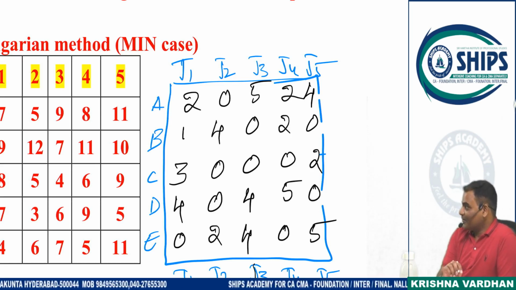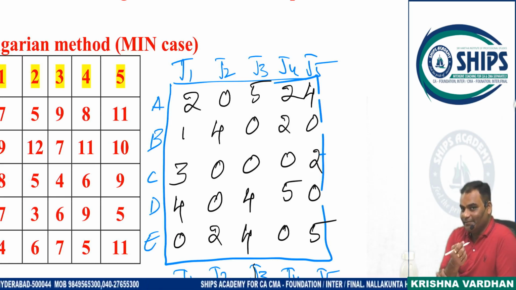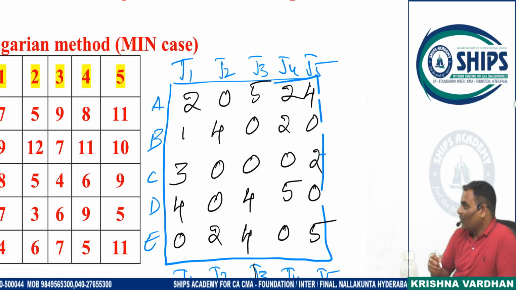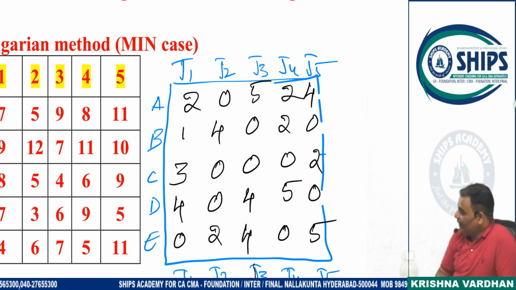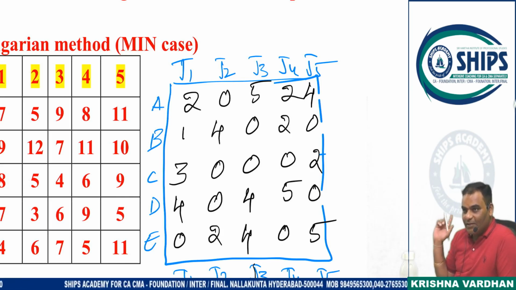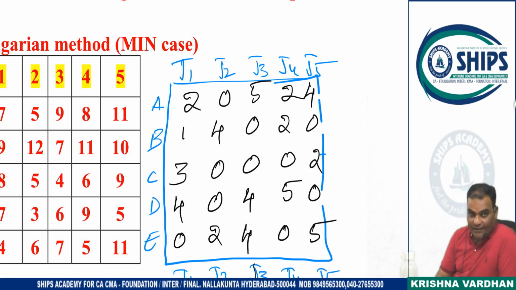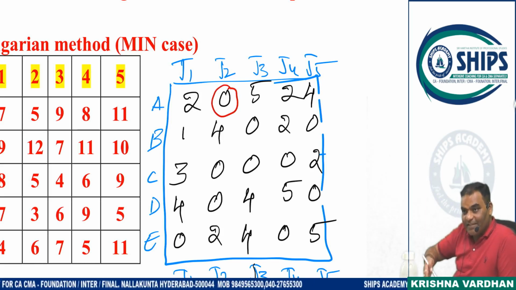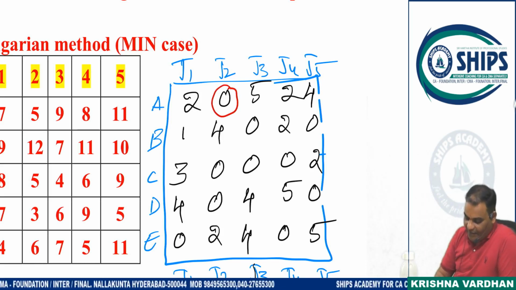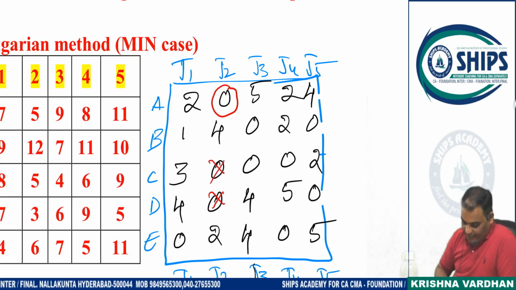Circling. What are the conditions for circling? Should always start from A. So there should be a single 0 to get circled. Can I circle A row? Can I check how many zeros are there? Can I circle? After circling, what should I do? Check in J2, scan in J2. If there are other zeros, there are 2 zeros, I am cancelling.